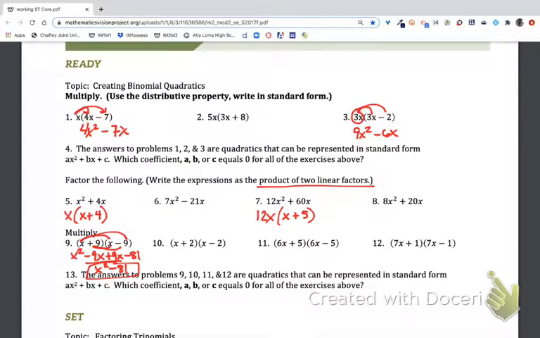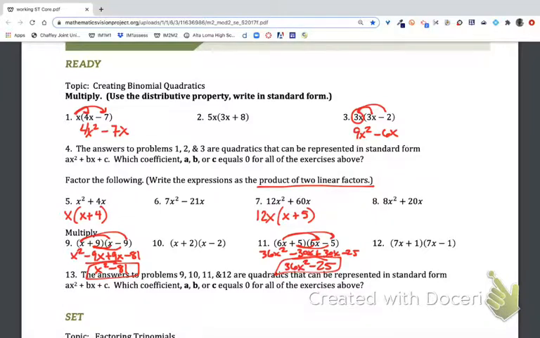Number 11, 6x times 6x is 36x squared, times negative 5 is negative 30x. 5 times 6x is 30x, and 5 times negative 5 is negative 25. Combine your like terms, and you end up with 36x squared minus 25.